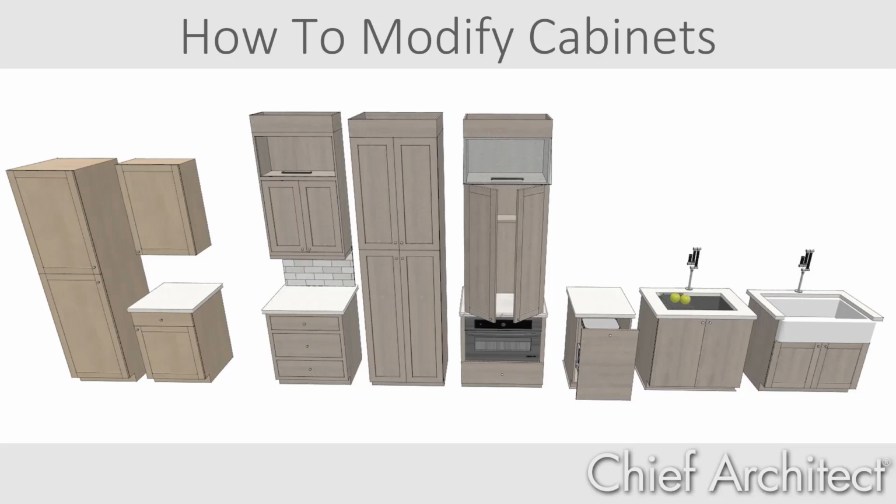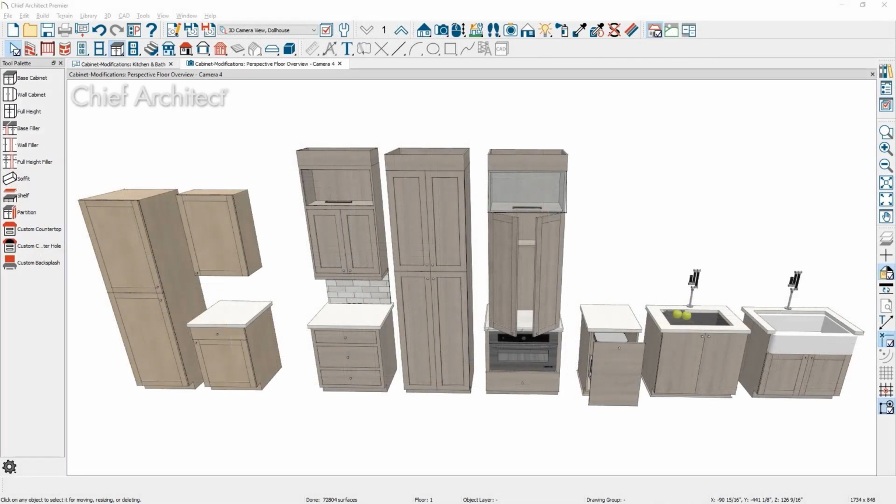In this video, we'll look at how cabinets can be customized and modified by going through each panel on the cabinet's specification dialog. Let's begin with the base cabinet and open the cabinet specification dialog by clicking in the lower left-hand corner on the Open button.